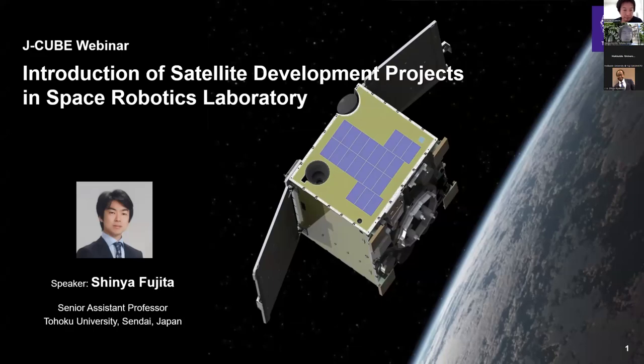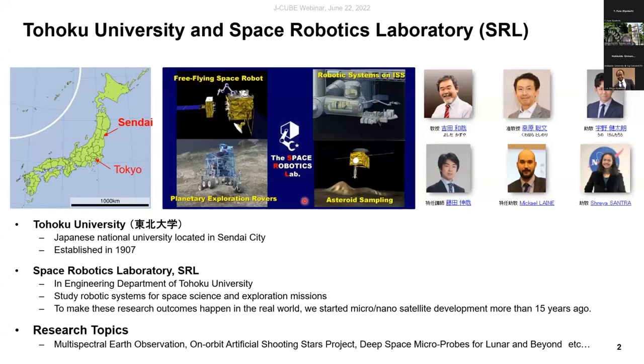Thank you. Okay, I'm Shinya Fujita from Tohoku University. Today, I'd like to introduce the satellite development project in our space robotics laboratory. Tohoku University is a Japanese national university located in Sendai city here, and established in 1900, more than 100 years ago. The Space and Robotics Laboratory, SRL, belongs to the engineering department of Tohoku University, and these are staff members. We are studying robotic systems for space science exploration missions, such as free flying space robots, robotic systems on ISS, planetary exploration rovers, and asteroid sampling.